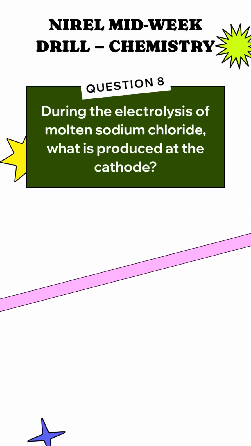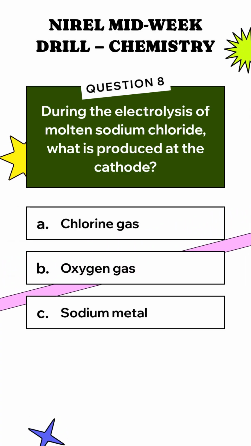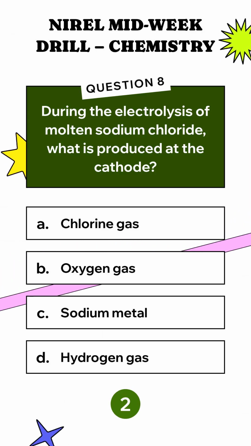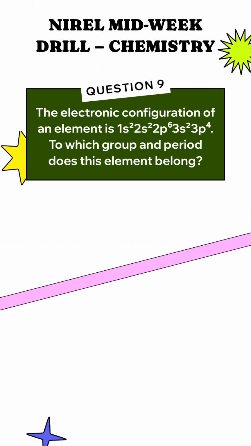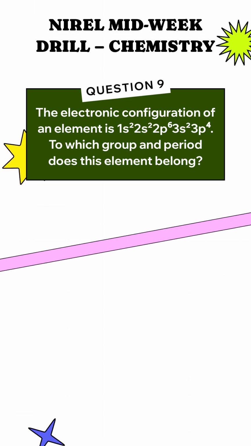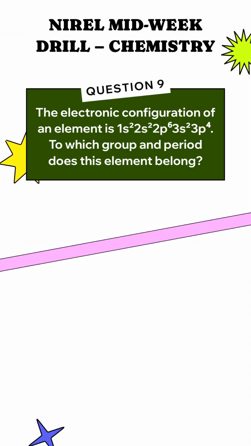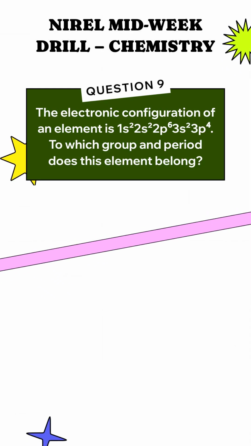During the electrolysis of molten sodium chloride, what is produced at the cathode? The electronic configuration of an element is 1s2, 2s2, 2p6, 3s2, 3p4. To which group and period does this element belong?